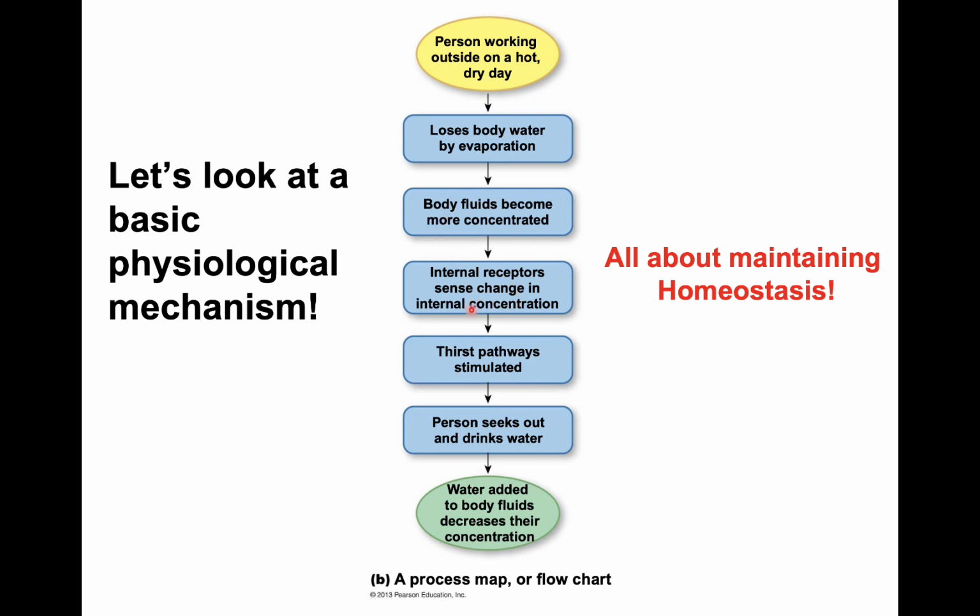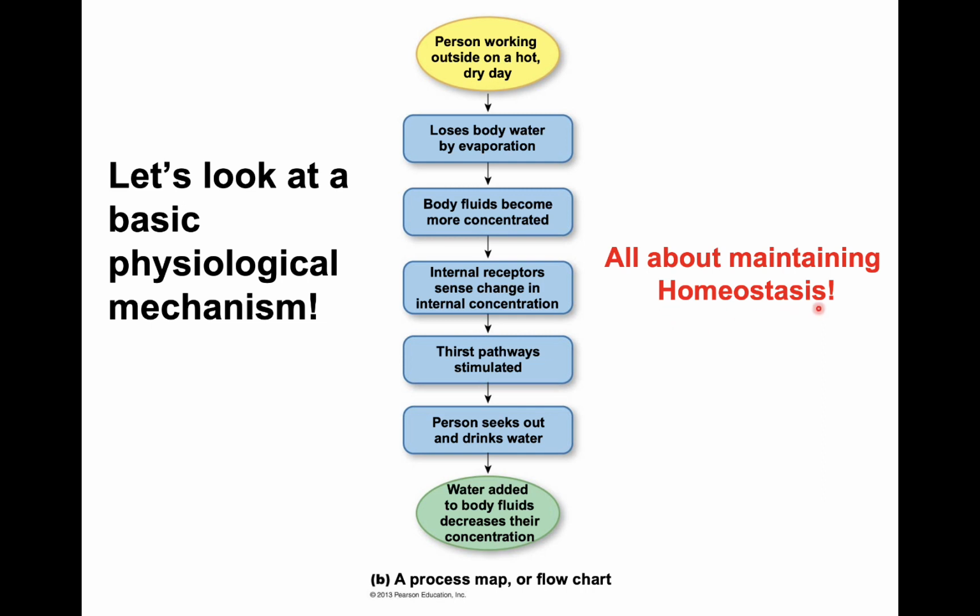In your body, you have receptors that sense the rising concentration, and it sends a signal to the brain to say, hey, our internal environment just became very concentrated. We should stimulate thirst so that we can drink some water. And as that person takes in water, the water intake will help to lower their body concentration. So this whole pathway really is all about maintaining homeostasis. Homeostasis of what? The internal body concentration.